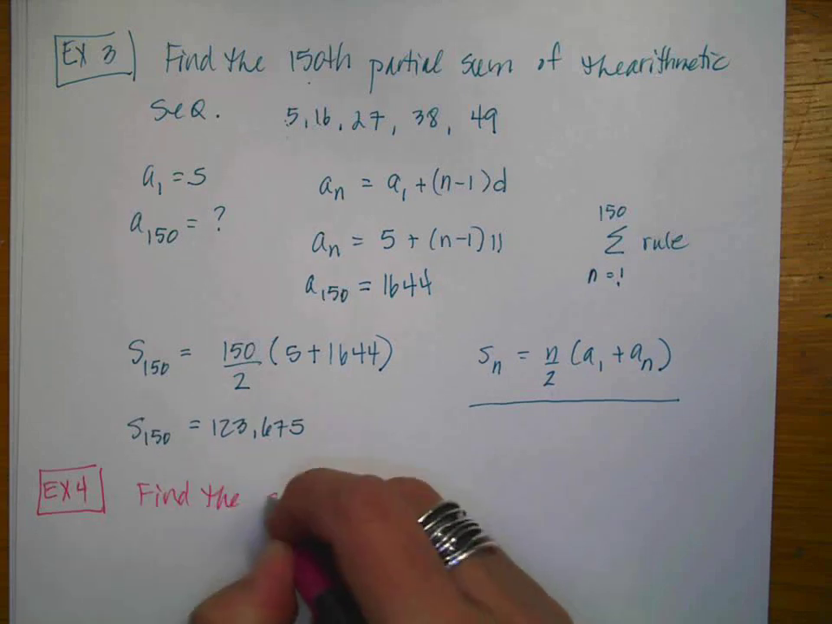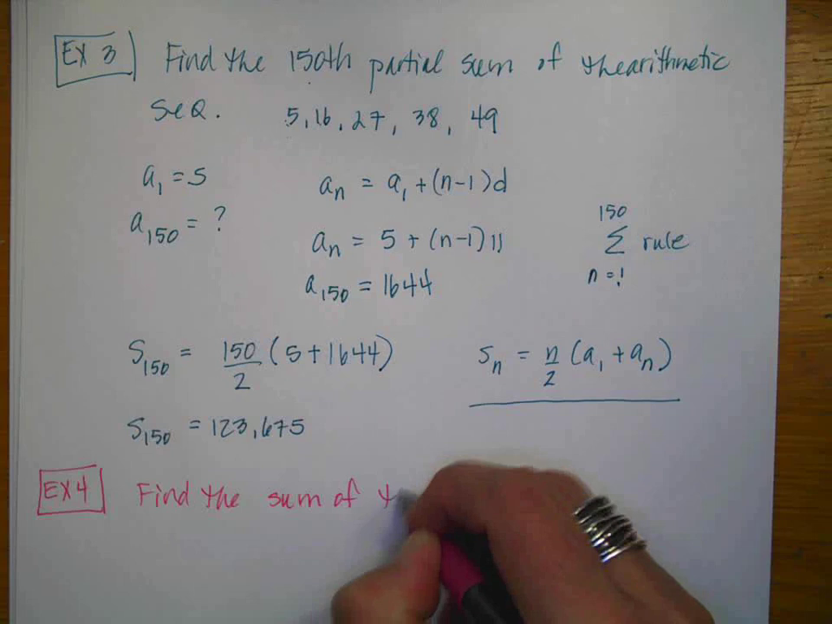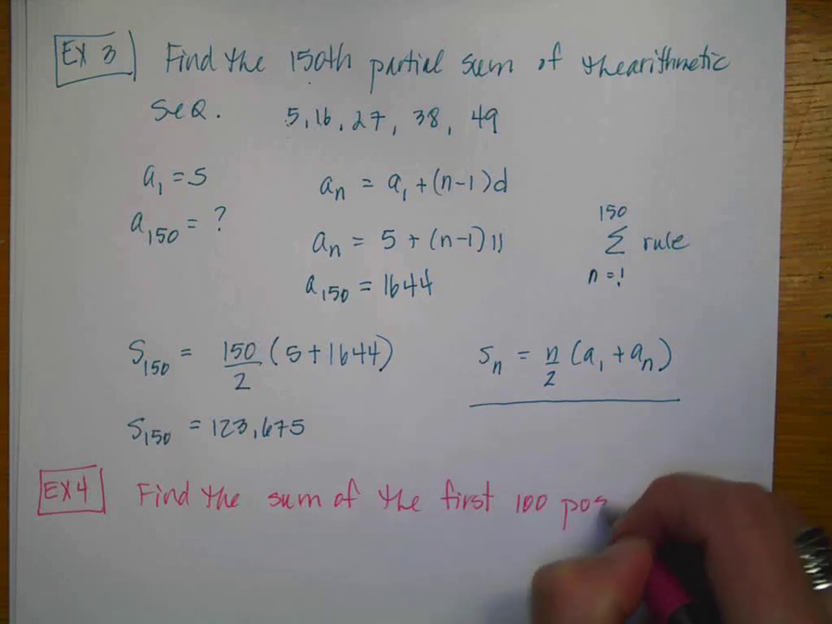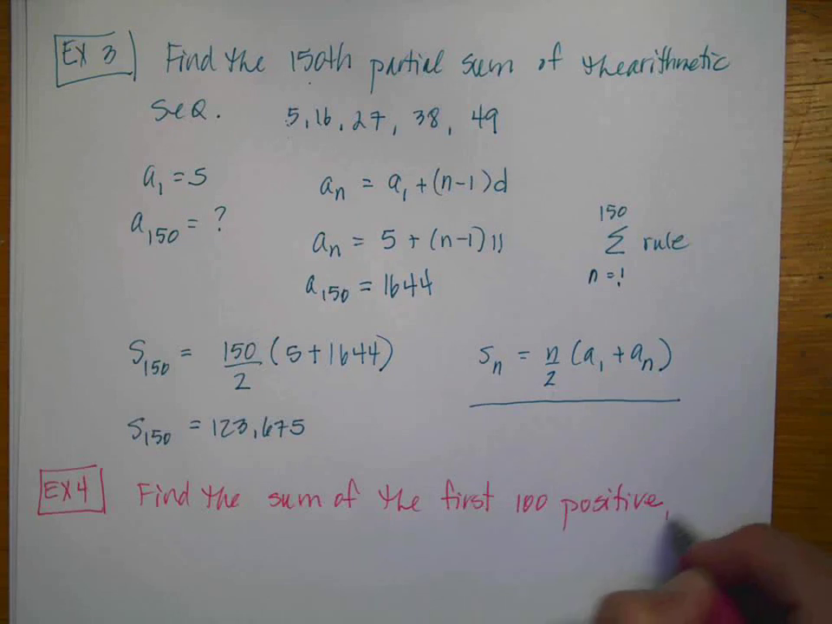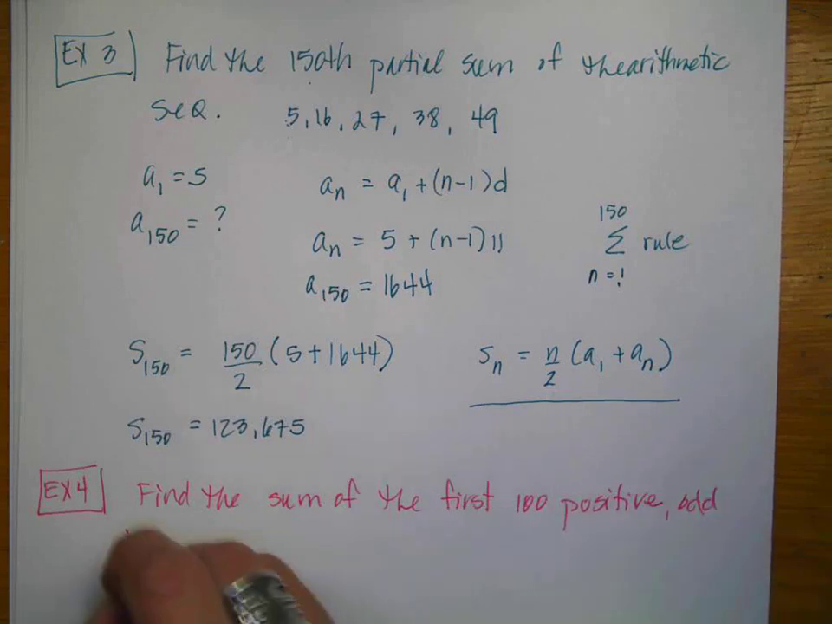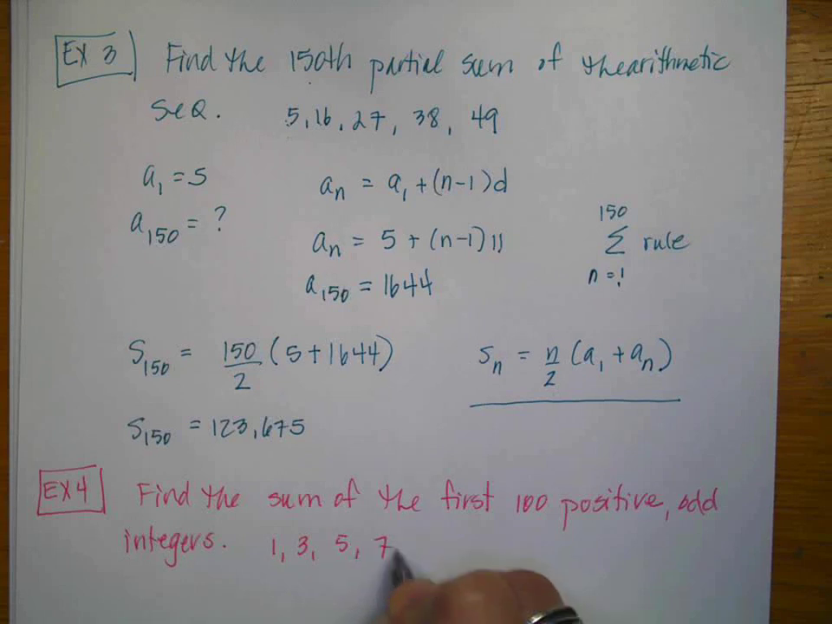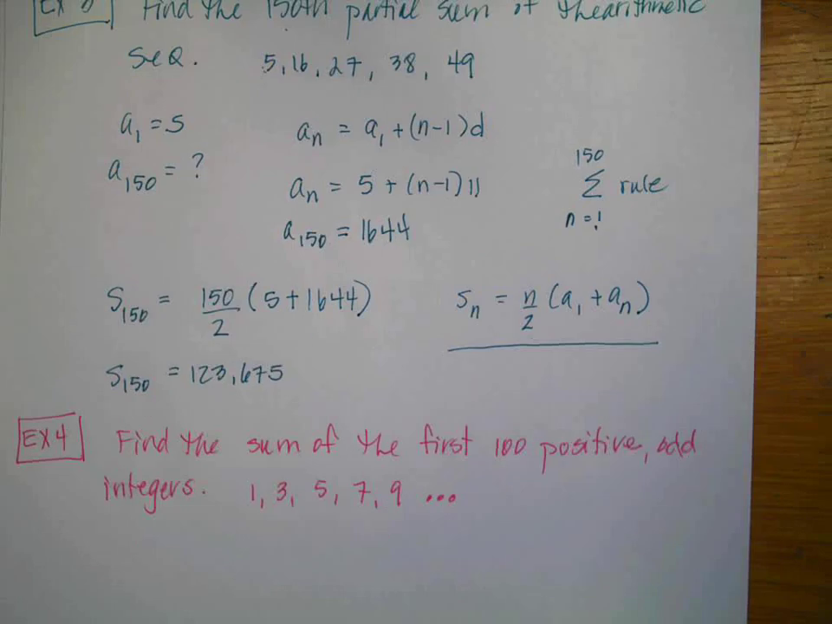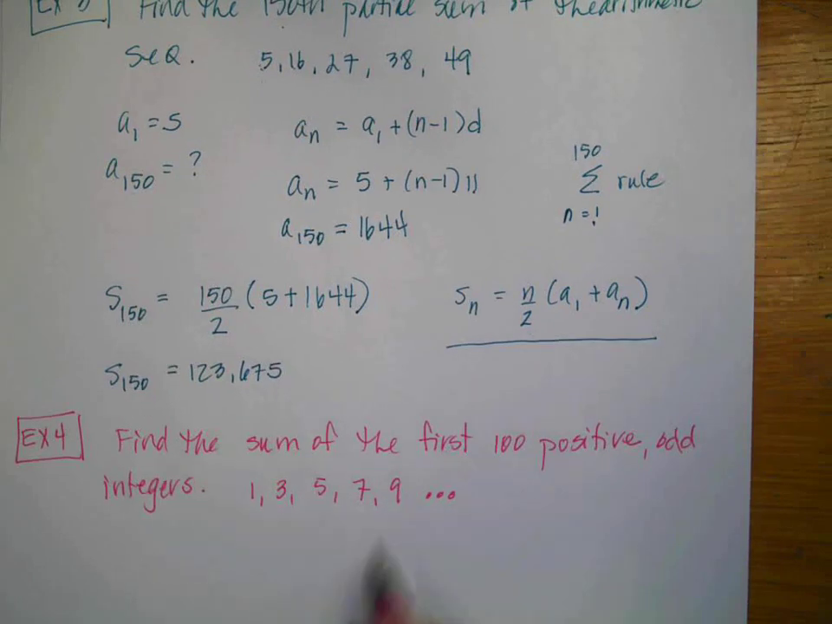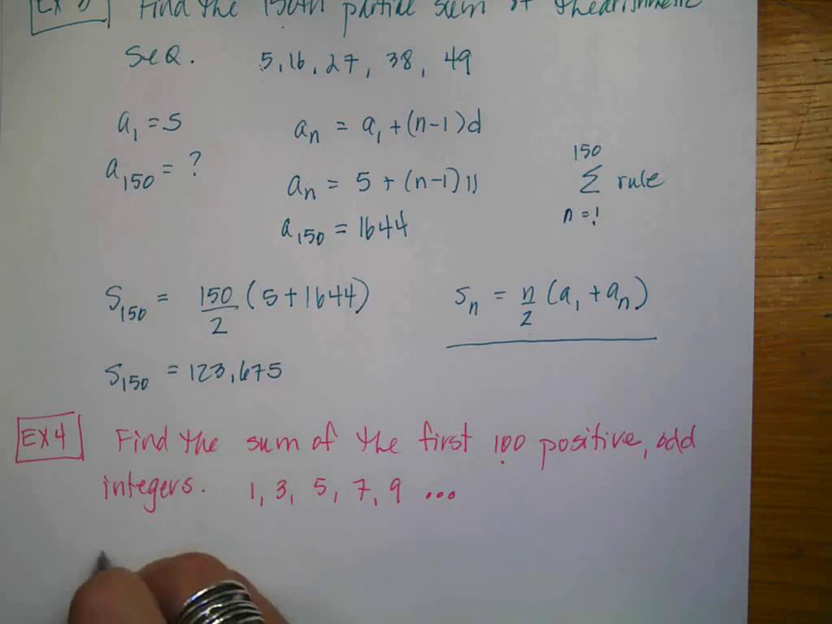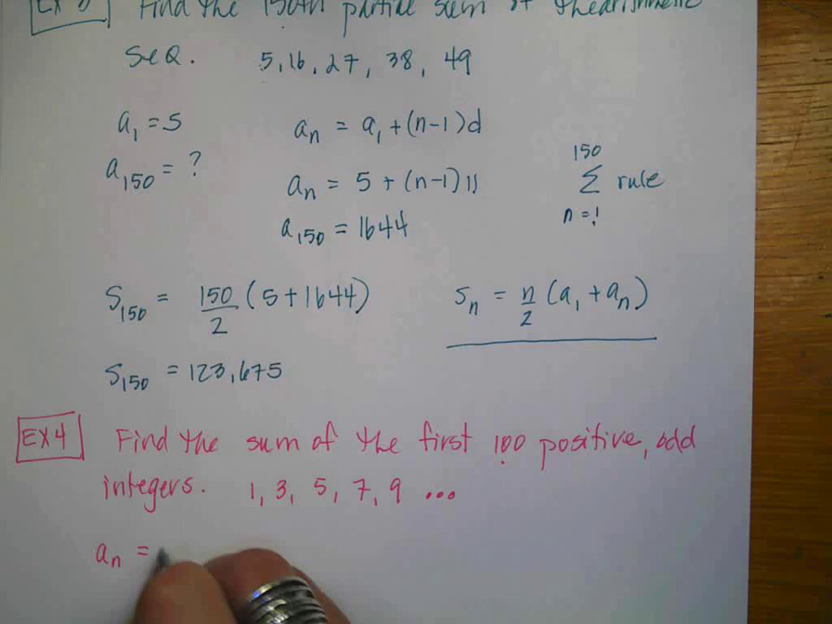We only have 2 more examples to do. This one says find the sum of the first 100 positive and odd integers. Classic problem, right? So that would be 1, 3, 5, 7, 9, and I want the first 100 of those integers. Because I don't know the 100th term, I need to write a rule.